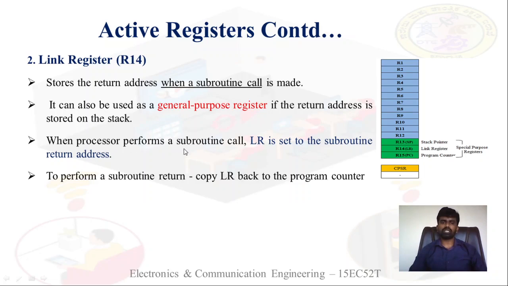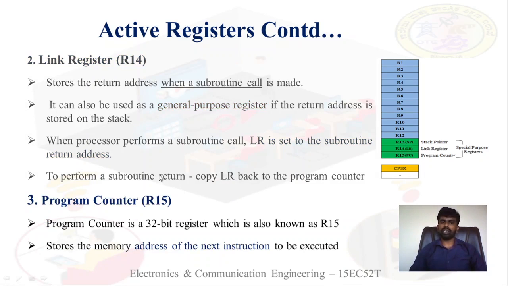When the processor performs a subroutine call, the link register is set to the subroutine return address. When a subroutine is called, it will set the return address. The return address is stored in this link register. When performing the return to user mode, at that time the address stored in the LR will be copied back to the program counter. Then the program counter accesses the next instruction to be executed. So this is the purpose of the link register.